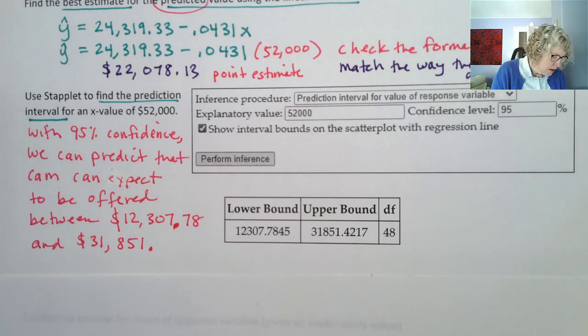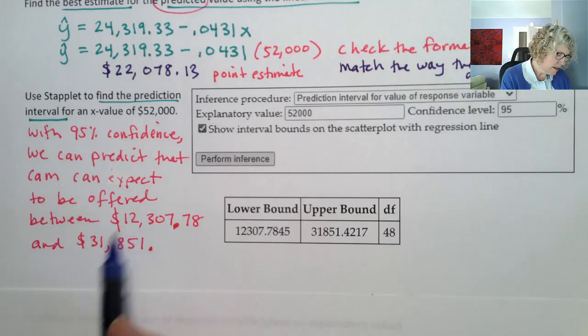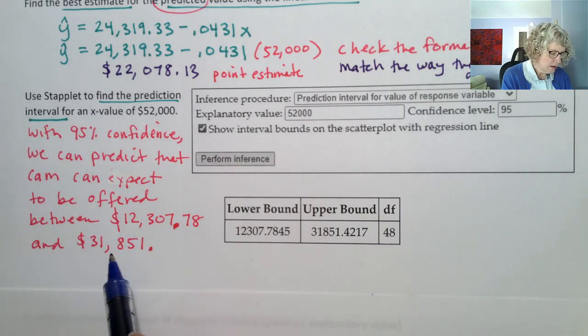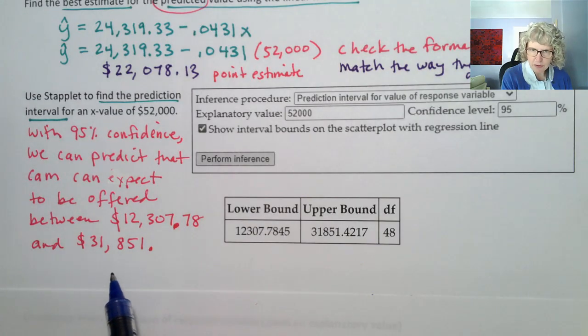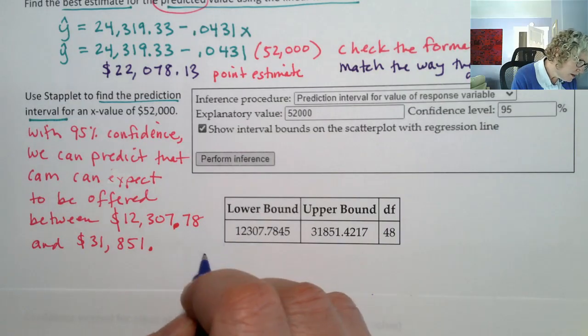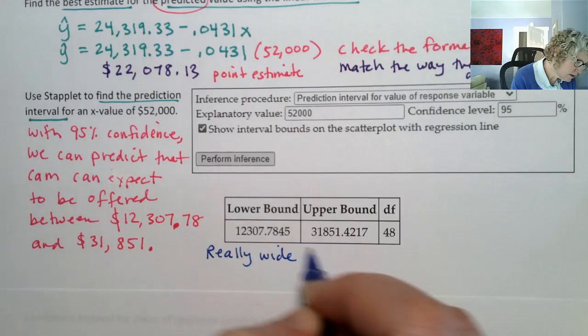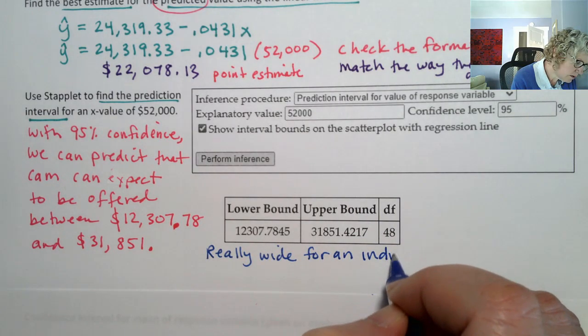So, take it for what it's worth and how useful it is, but it gives you some idea. Let's say you're Cam and you want to know, well, it gives you some idea. Like 8,000 is less likely, and 40 or 50,000 is also way less likely, right? So let's just make a note that this is really wide for an individual.